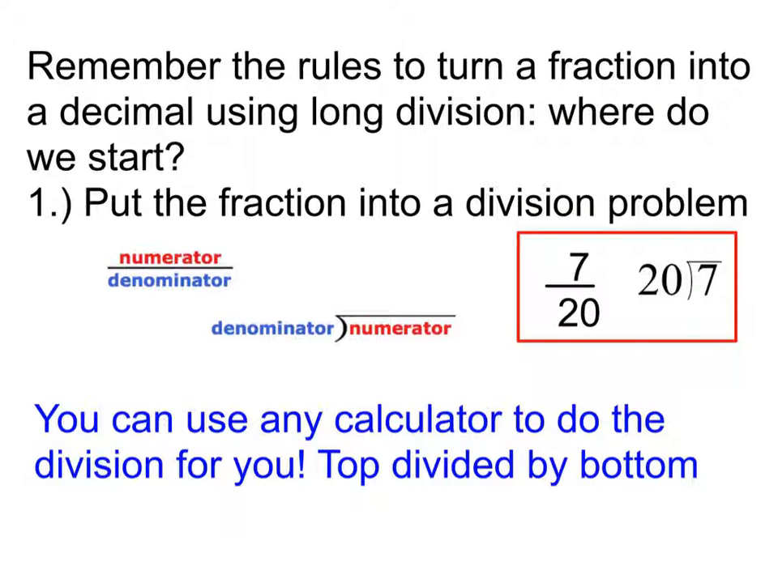So if we remember the rules we used to turn a fraction into a decimal using long division, the first place that we started, our first step, was to put the fraction into a division problem, and we're just going to use the calculator to do that step for us. So when you type it into the calculator, it will be the top number, or the numerator, divided by the bottom, or the denominator.